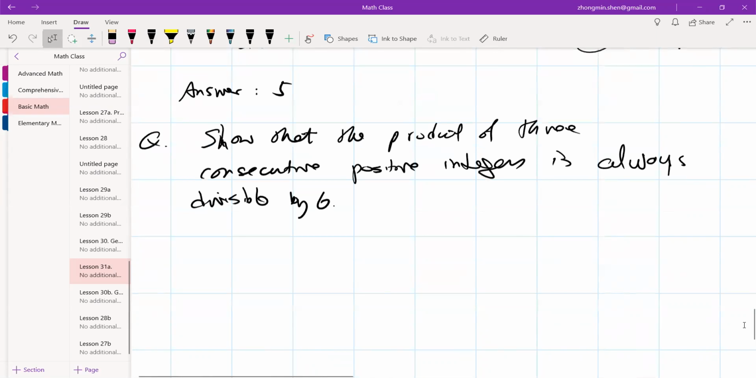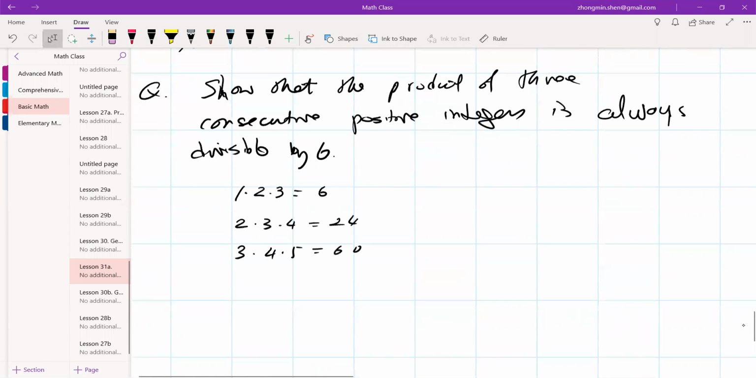1, 2, 3. Yes, an example is okay. 1 times 2 times 3 is 6. 2, 3, 4 is going to be 24, also divisible by 6. 3, 4, 5 is going to be 60, also divisible by 6. But that's not the proof. That's just examples supporting the claim. It's 720. But we should learn something about the proof.